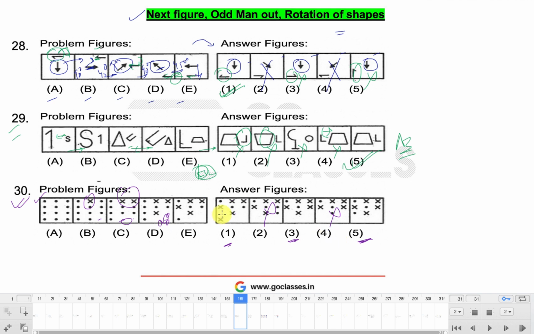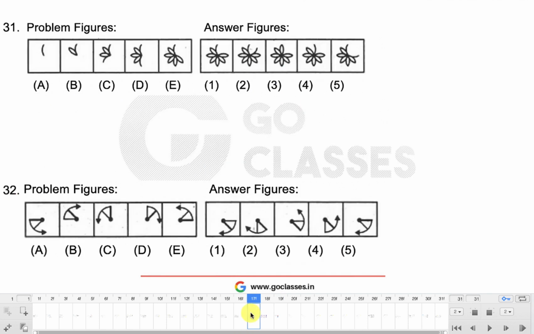Now 5 dots should have been disappeared. First, second, 3, 4. So this is not the answer. 1, 2, 3, 4, 5. This could be the answer. 1, 2, 3, 4. This is not the answer. So 3 is the answer. You just need to see the pattern, what pattern is being followed, and then you have to apply this in the answer also.